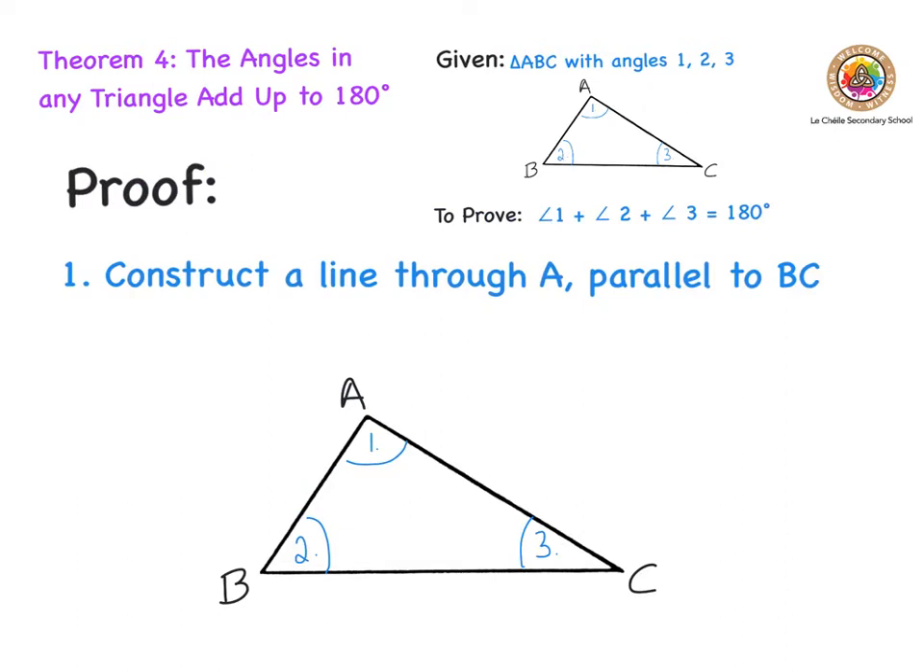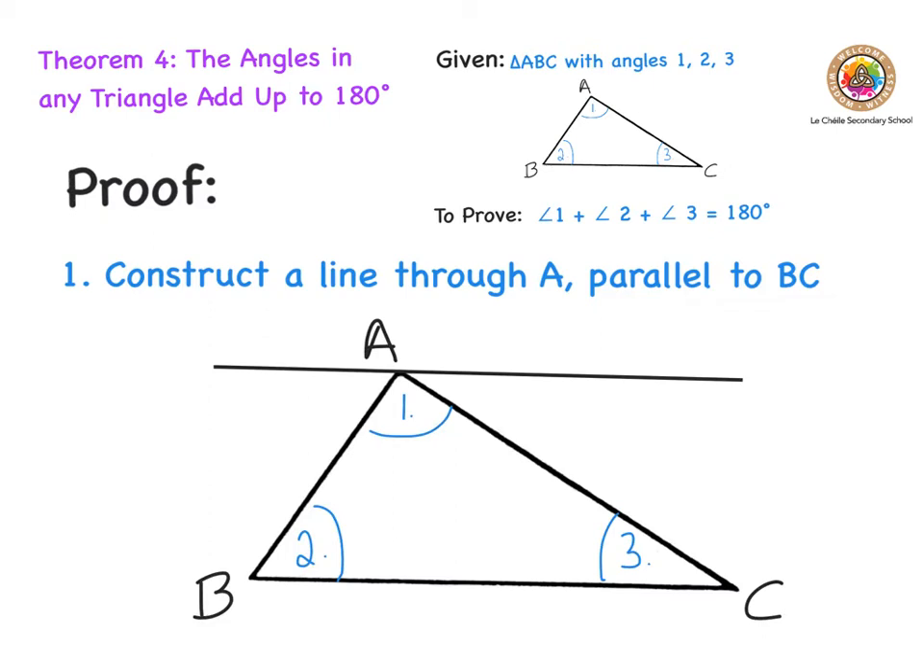Okay, so here then is the beginning of our proof. So step 1, and again you will have to write this down as part of your proof because you have to write down everything that you do. So the first thing that we have to do in order to prove this, we have to construct a line through A, so it goes through A here, and it has to be parallel to BC. So it has to be parallel to this line here.